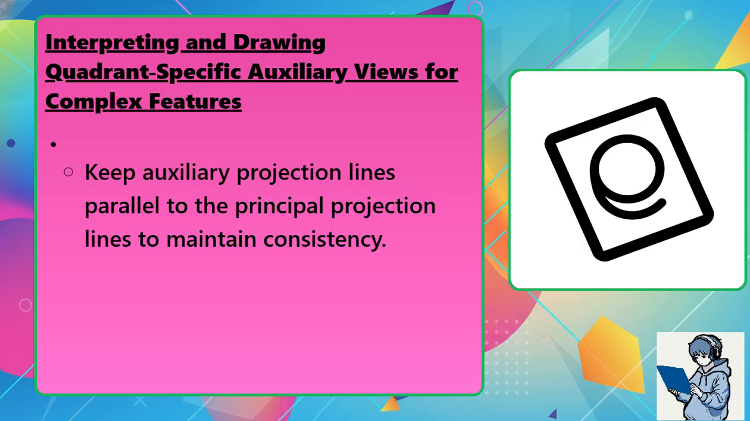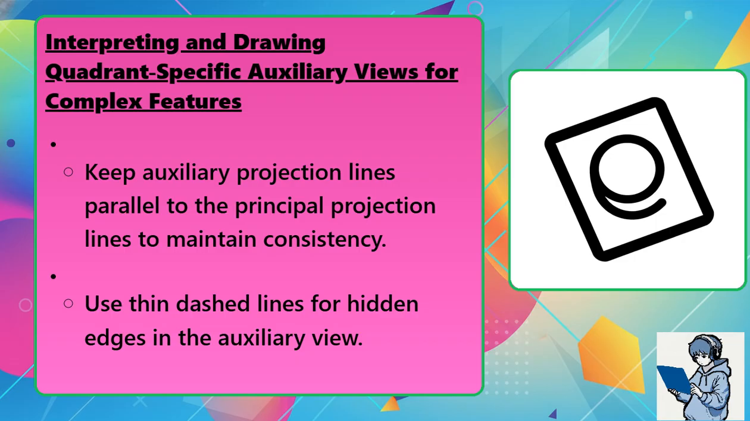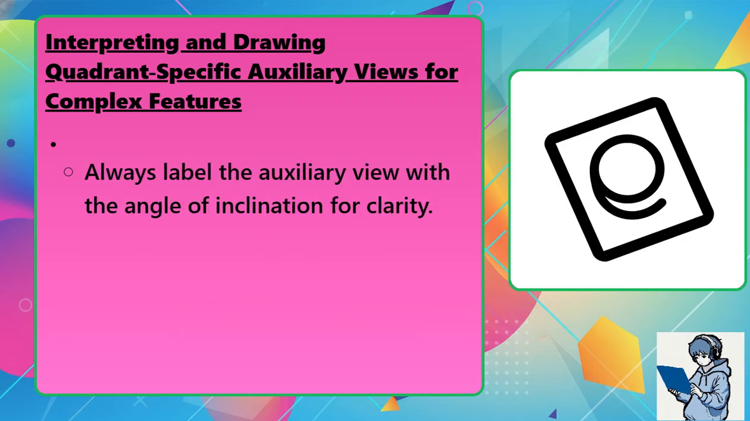Okay, tips. Keep auxiliary projection lines parallel to the principal projection lines to maintain consistency. Use thin dashed lines for hidden edges in the auxiliary view. Always label the auxiliary view with the angle of inclination for clarity.